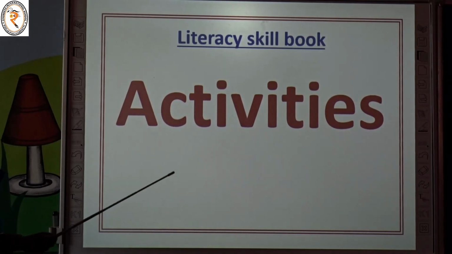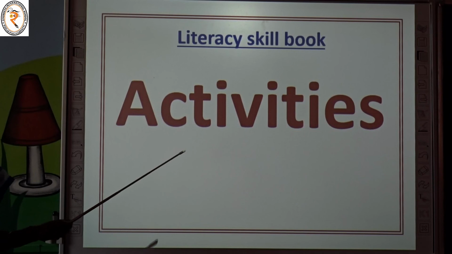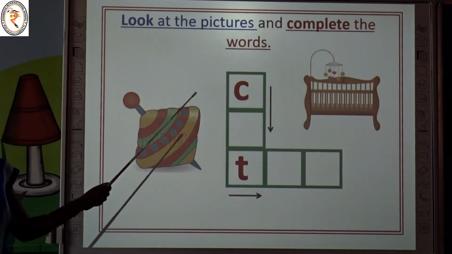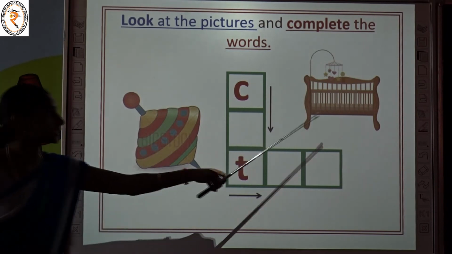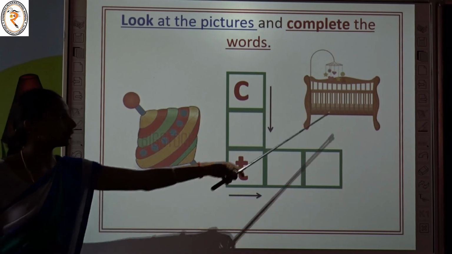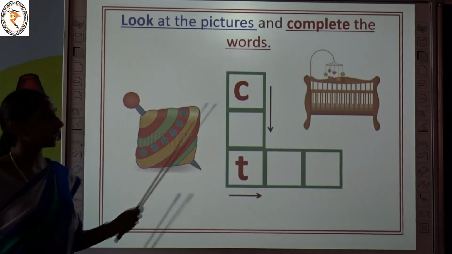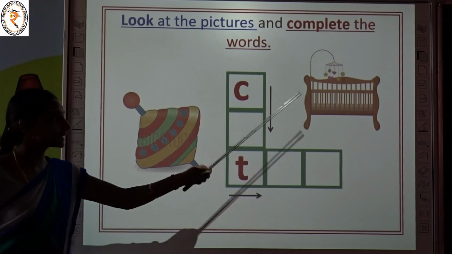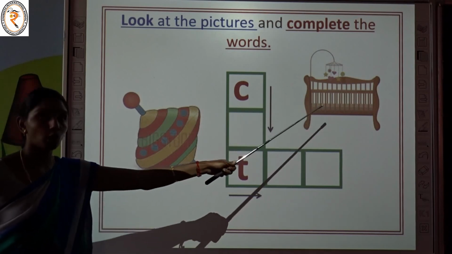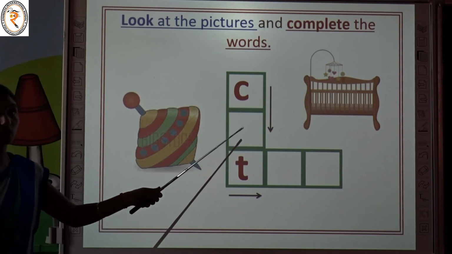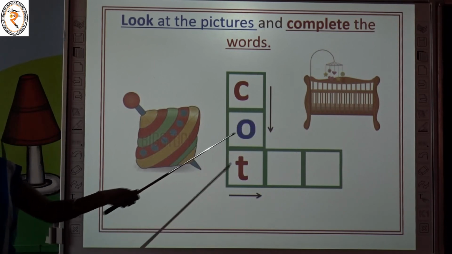Now we are moving to the activities from your literacy skill book. Look at the pictures and complete the words. See the pictures. Two pictures. Can you name this? This is a toy top. What is it? Cot. Can you complete the words by seeing the picture? What is it? Cot. This is top. Which letter is missing here? Oh, very good. You are telling the correct answer.